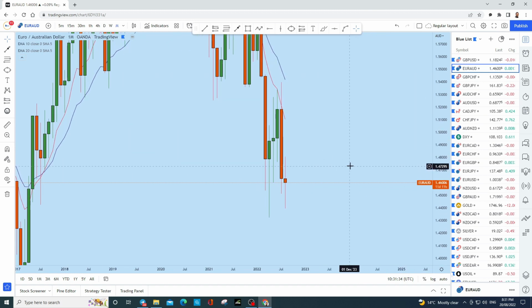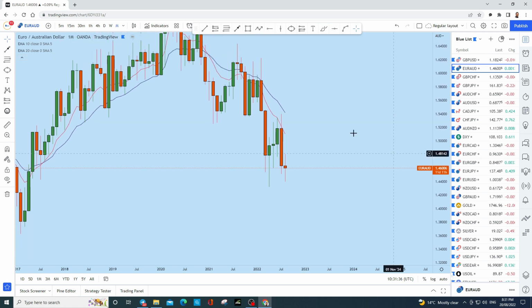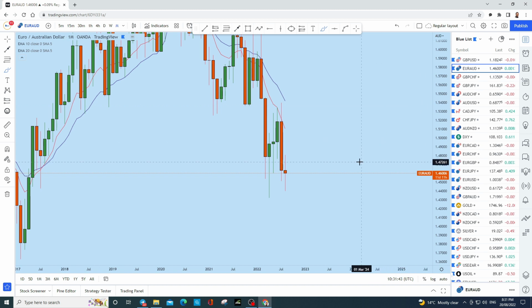It's still almost 2 weeks to go, but what we have seen is a strong bearish engulfer on EURAUD. This is a very strong bearish engulfer, and after this kind of bearish engulfer, normally we see a doji. It looks like the monthly doji is being formed on EURAUD.